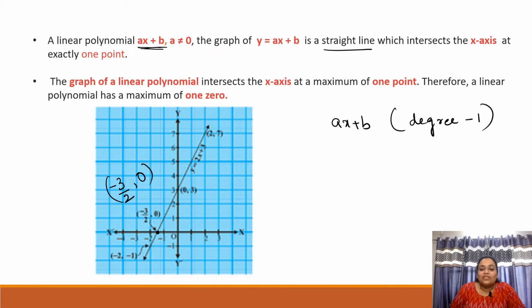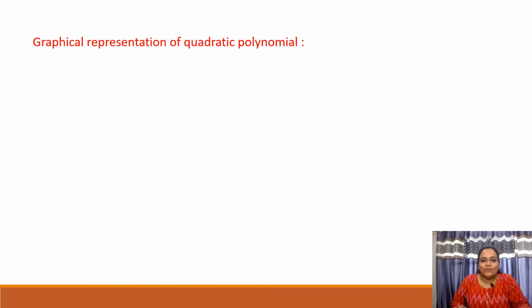Yes. So how many number of zeros does it have? The zeros is also 1, right? The maximum number of zeros for the linear polynomial is 1. The next one is graphical representation of quadratic polynomial. So if you take quadratic polynomial x square minus x minus 6.